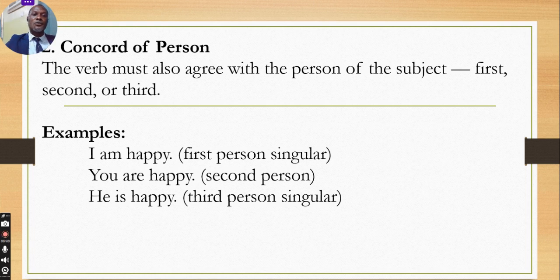All right. So concord of person is the number two type of concord that I'm going to be talking about today.